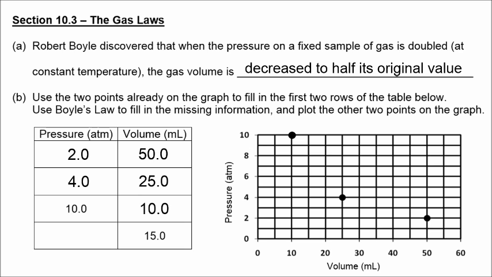Now for the other point, we're doing what number times 15 equals 100. And if you do that math, you get 100 divided by 15 is 6.7. So as you can see, there is an inverse relationship between pressure and volume, and that's why the graph looks like that curve.